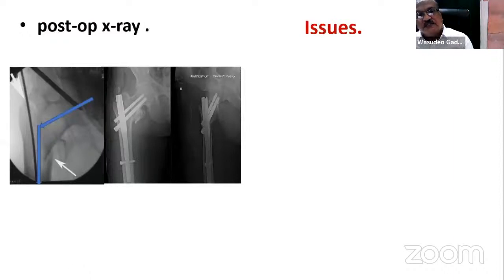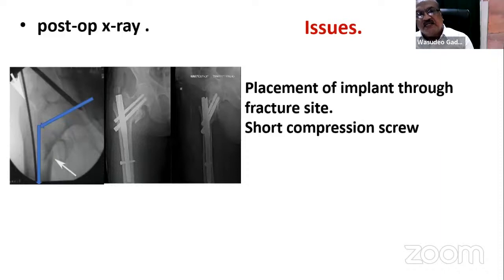Lateralized PFN is done, and ultimately placement of the implant through the fracture site. Shorter compression screw, TAD distance is also not maintained. And it's because, you can see here, this is the center point, and there is a lateralization of the shaft also. So the offset is also increased.